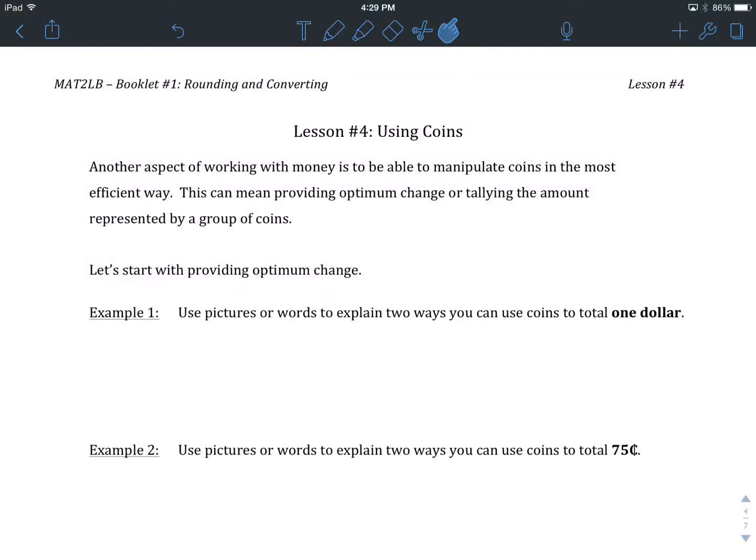So in Canada, we've got a few different types of coins as part of our currency, as part of our money. In this lesson we're going to talk about how to provide optimum change, so how to get to a particular amount of money using the fewest number of coins, and also about how to tally up how much money you have in a group of coins if you were to take it out of your pocket. So let's start with optimum change.